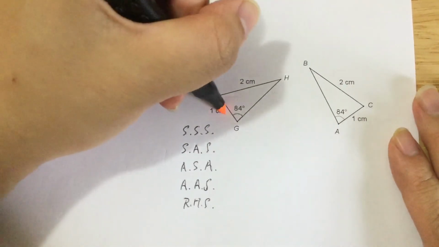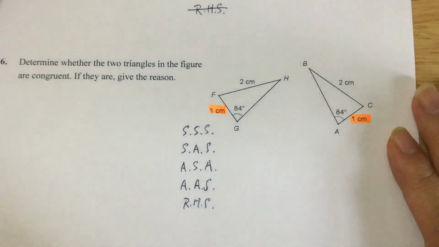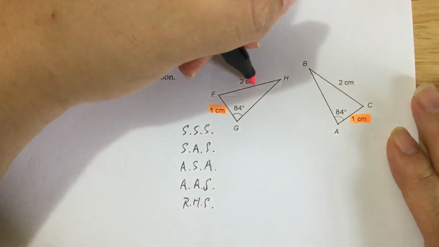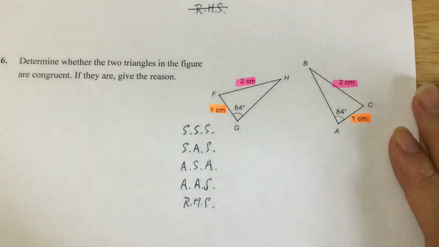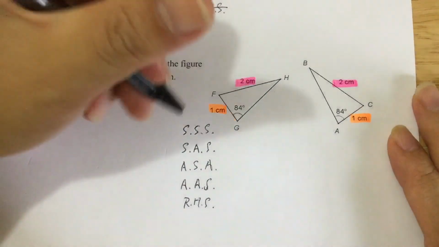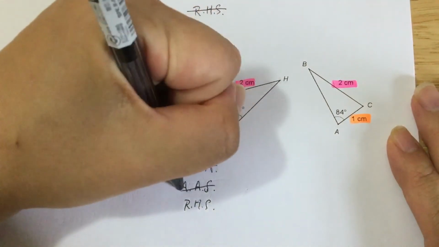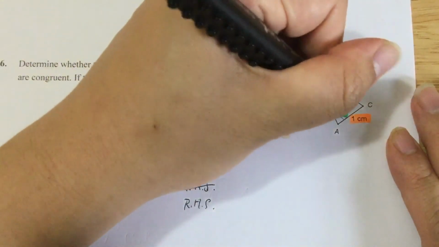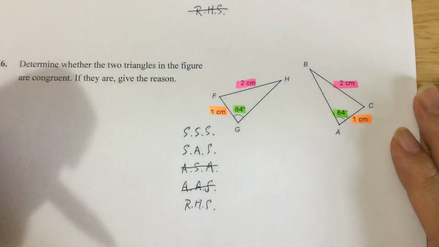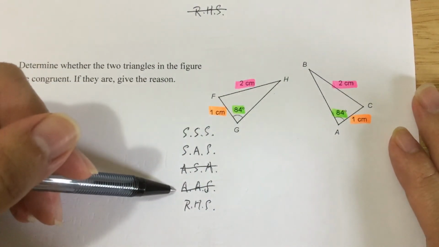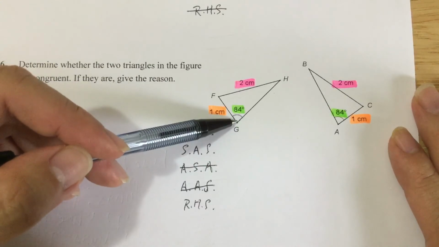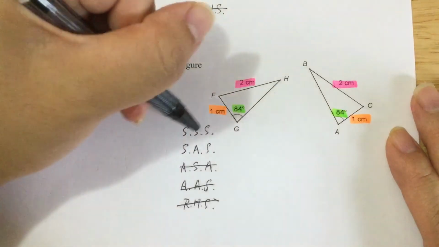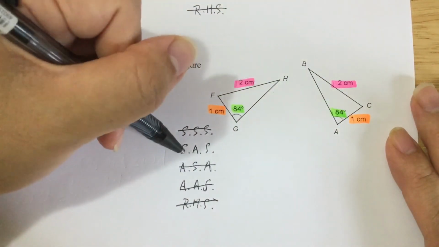Okay, now let's do this question one by one. First of all, we have 1 cm and 1 cm here. So we know that this one is okay. And we also have 2 cm and 2 cm here. So we have two conditions with sides. So let's cancel it. We will not use ASA and AAS because only one angle is here, that is 84 degrees. So we will not use ASA and we will not use AAS. And in case the 84 degrees is not a right angle, RHS we will not use once again. We do not have 3 sides, so SSS is not okay also. So the only one may be SAS.